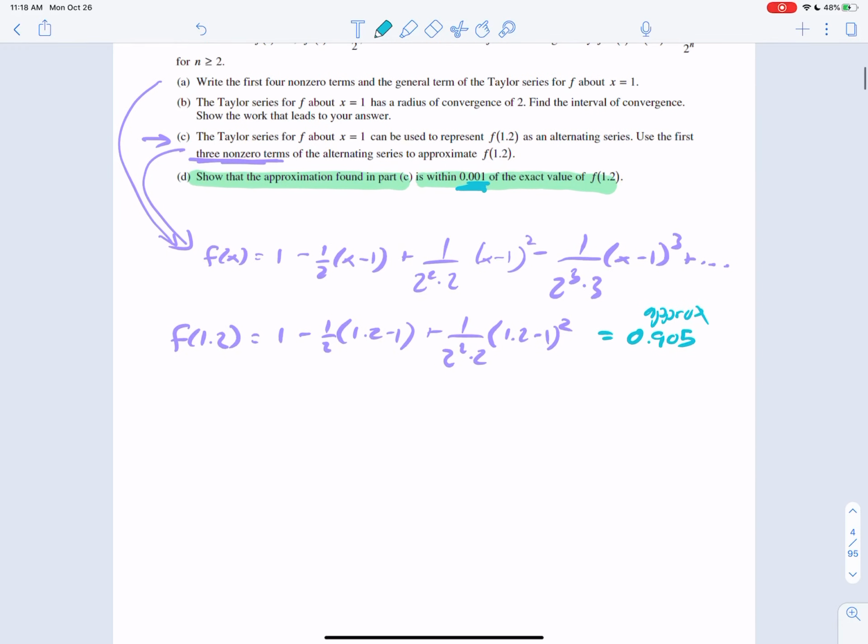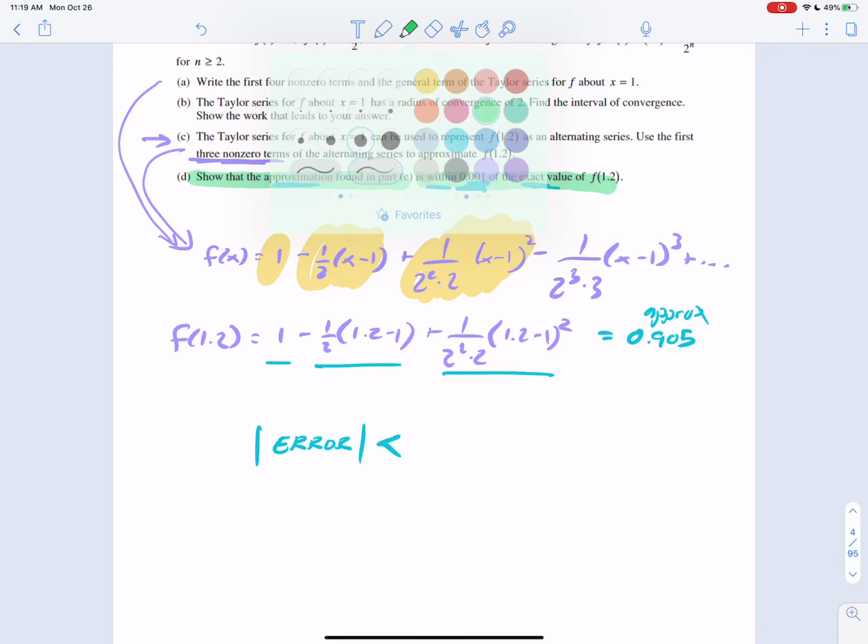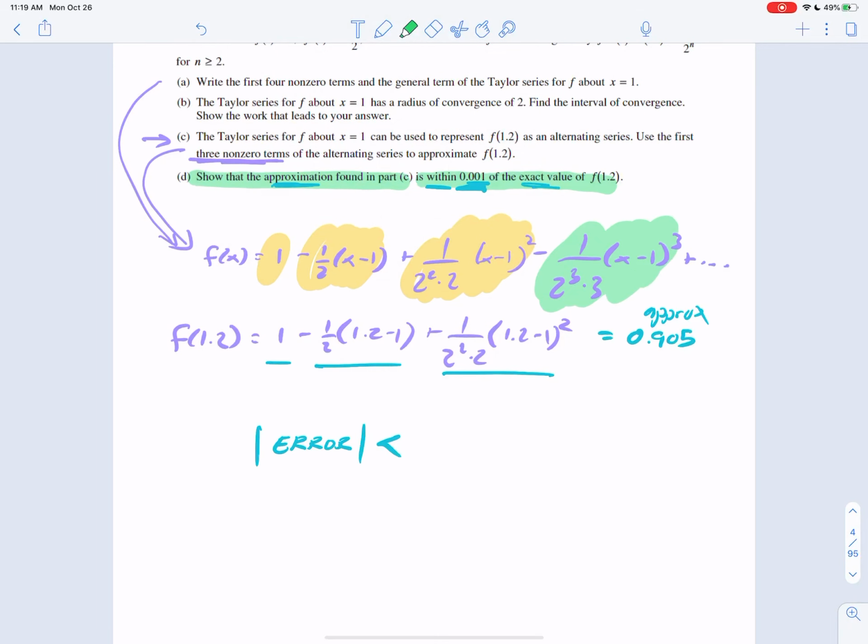So here's what you guys do. If you want to find the approximation is within something of the exact value, you can just say that this is your error, okay? Your error will always be less than. Now, if we use the first three non-zero terms, your error is going to be based on the next available term, okay? So if we use the first three terms, the error is going to be based on the next available term, which is that one right there.